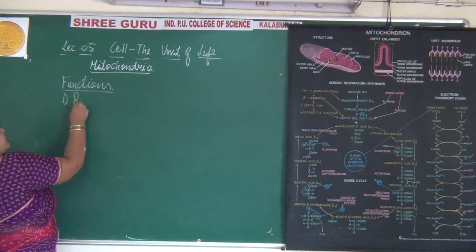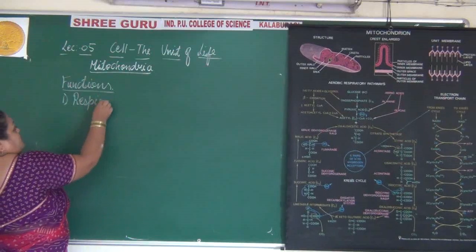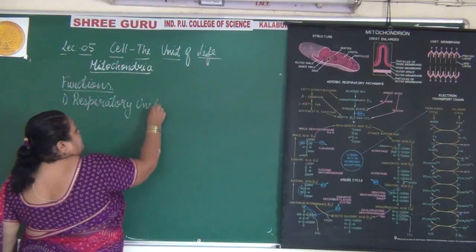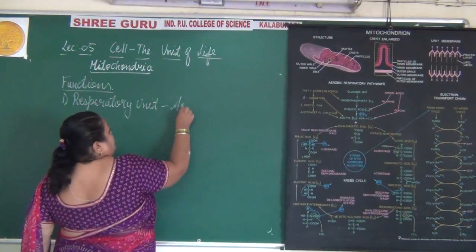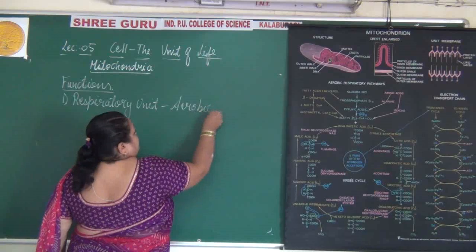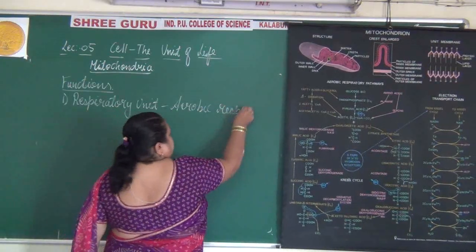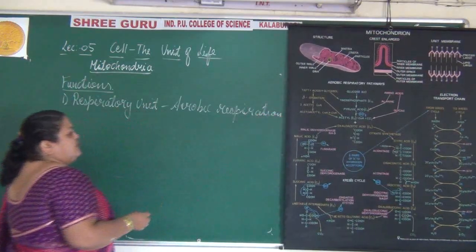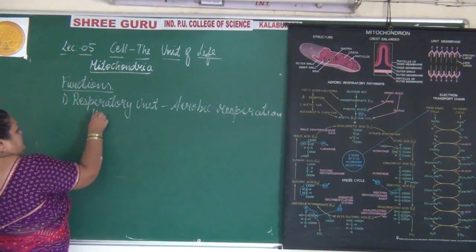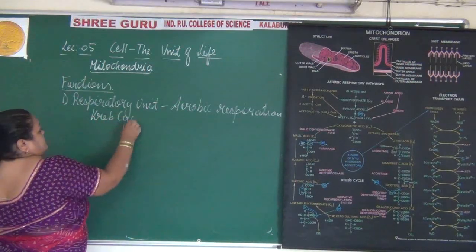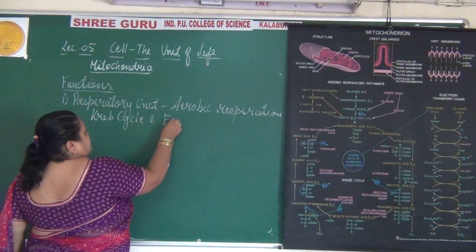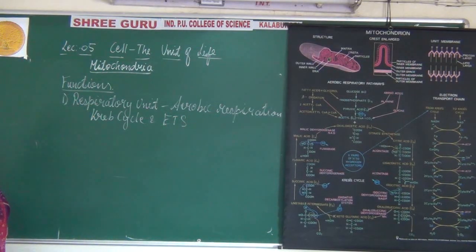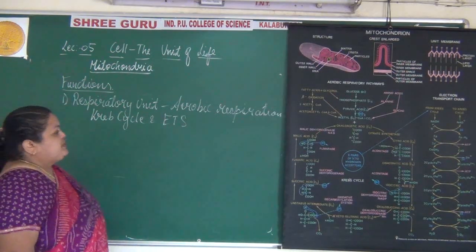Mitochondria is known as the respiratory unit, which undergoes aerobic respiration through the process called Krebs cycle and electron transport system. It is a respiratory unit which undergoes aerobic respiration.